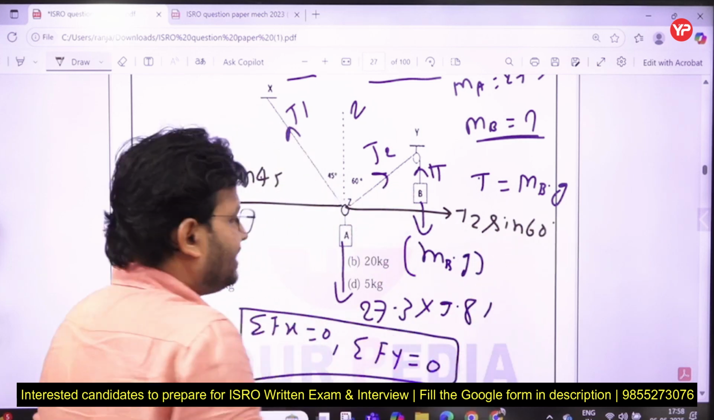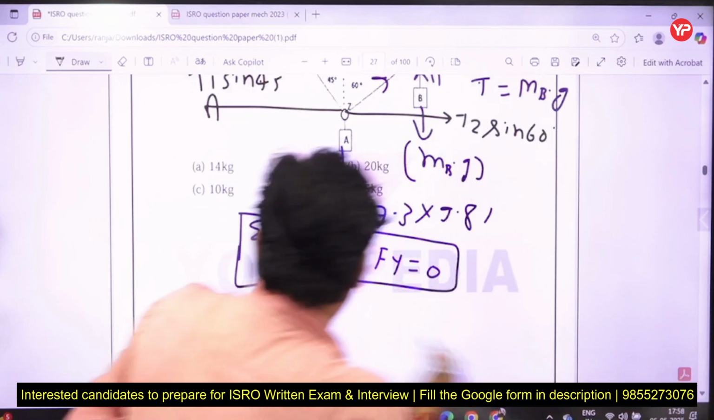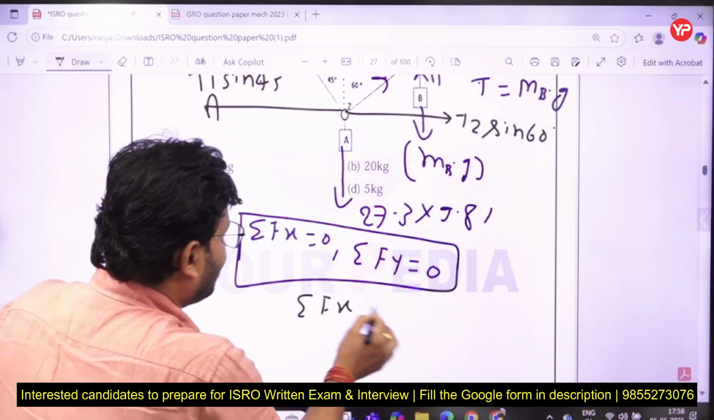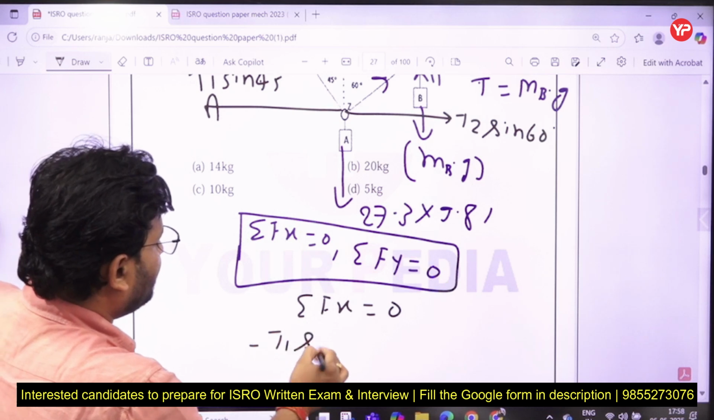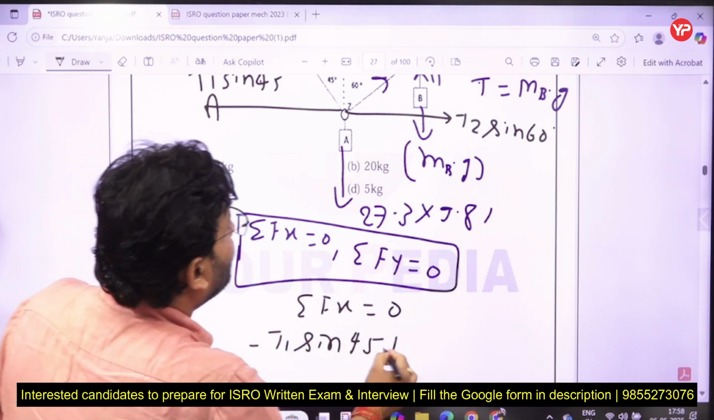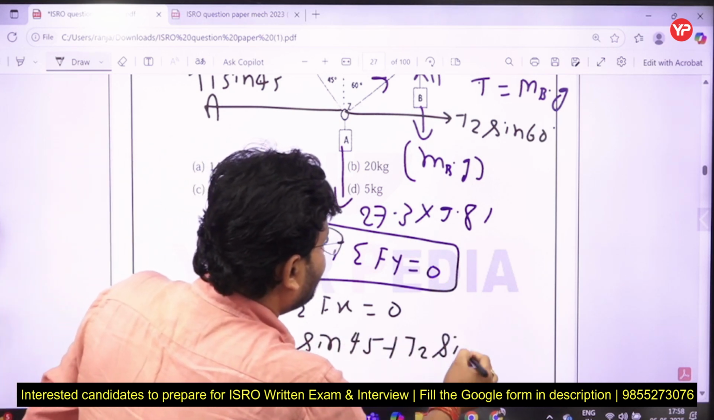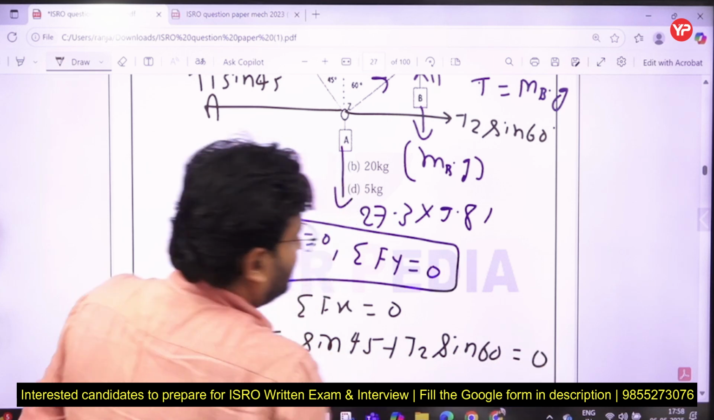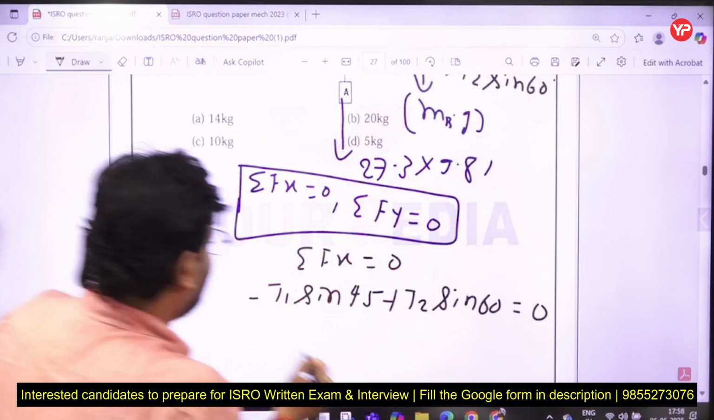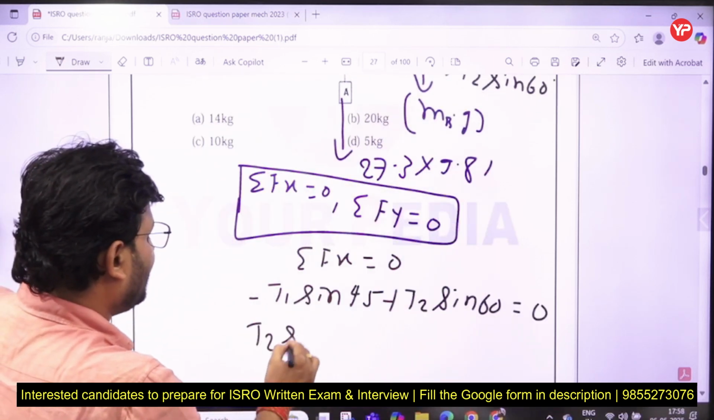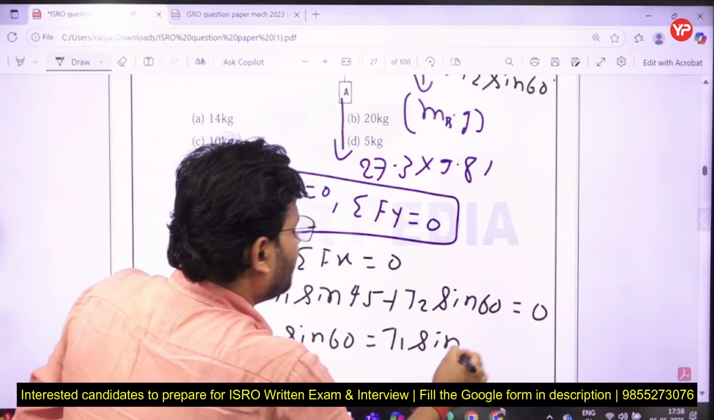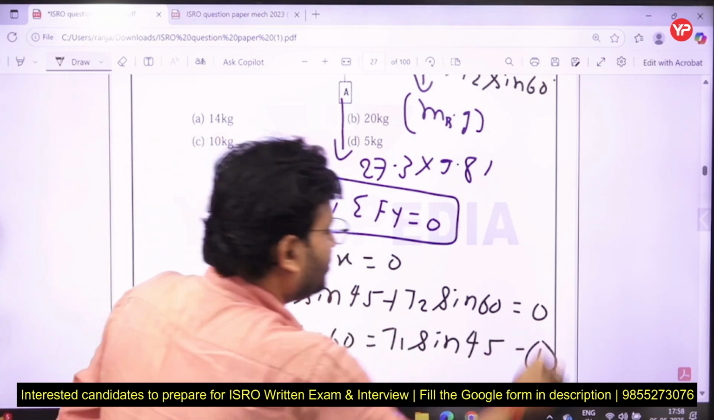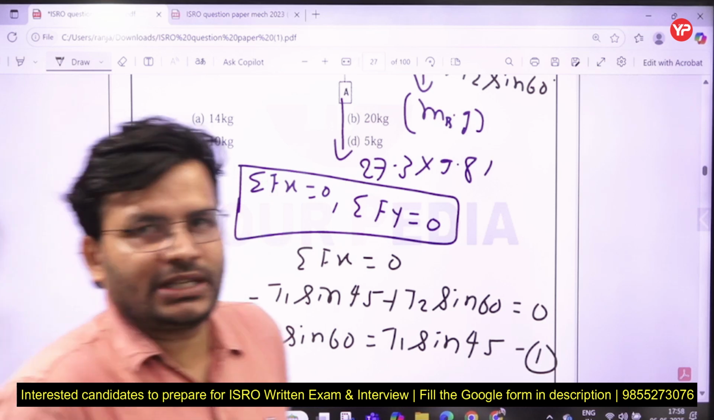So sir, can I say, if I am going to use the equation summation of all the forces in the x direction equal to 0, so can I say minus T1 sin 45 plus T2 sin 60 is equal to 0? Yes sir. So from the equation I can say T2 sin 60 is equal to T1 sin 45. Let's assume it is equation number 1.